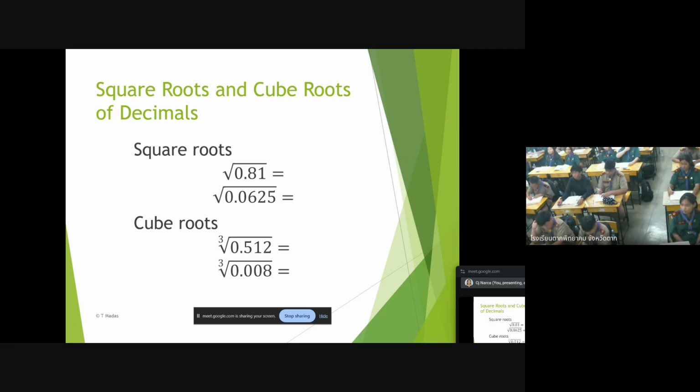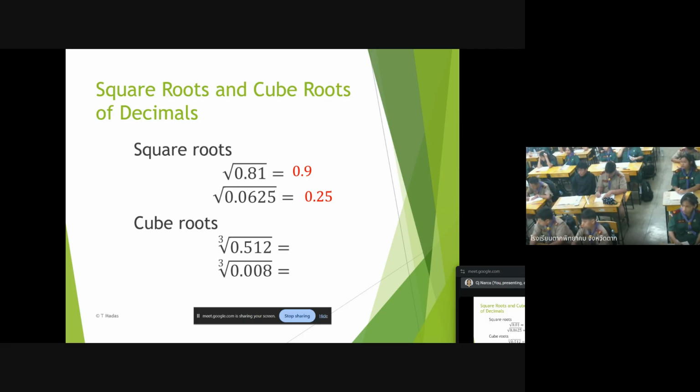So what is the answer? The square root of 0.81. And if we have 81, what is the answer? 9. Okay, so 0.9. Very good. How about this? 0.0625. What is the answer? We have 0.25. Okay.